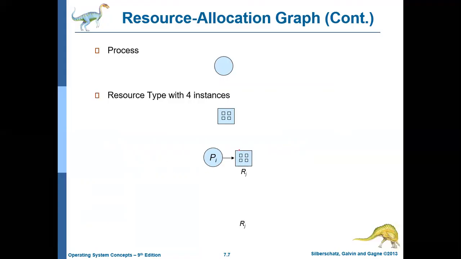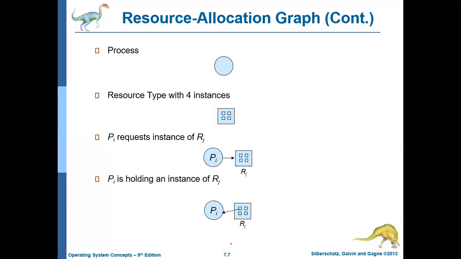Pi represents a process, Rj represents a resource. If there is an arrow from Pi to Rj, it means that Pi is requesting an instance of the resource Rj. Here you can say that one of the instances of Rj is given to Pi, which means that one of the instances of the resource Rj is already allocated to Pi, or Pi is holding an instance of the resource Rj. So these are some of the symbols which we use in the resource allocation graph.